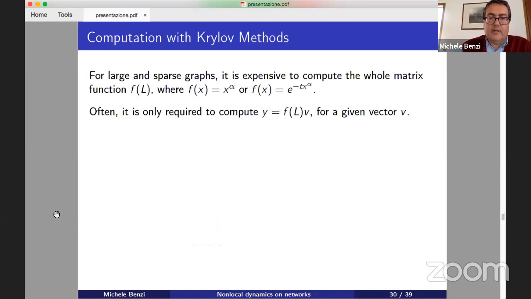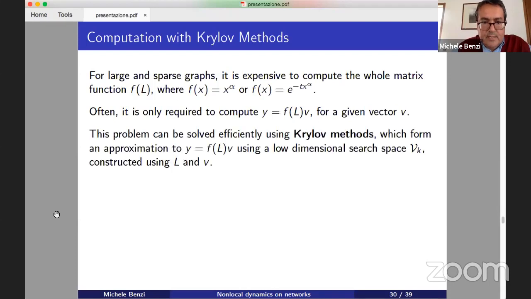So let's talk a little bit about computation. This won't take very long. Of course we cannot compute the whole matrix function for large cases because it's a dense matrix. But as we saw in the study of dynamics, we really want to study the evolution of the initial condition over time, typically, or do a random walk computation like a power method. So we really need to compute the action of a matrix function on a vector, which is a pretty classical problem when dealing with matrix functions for large sparse matrices.